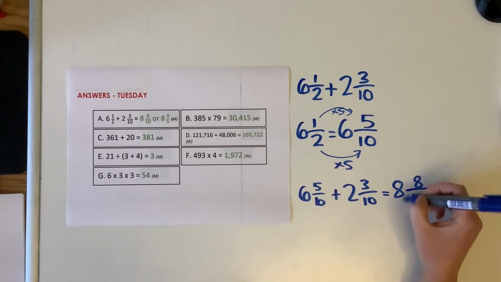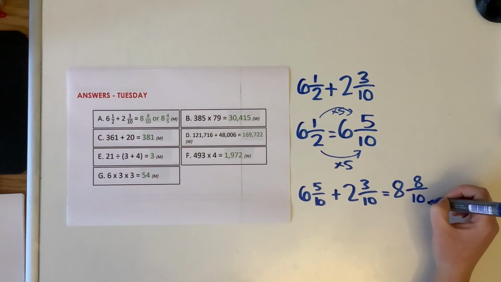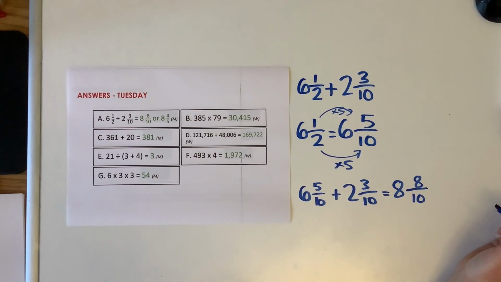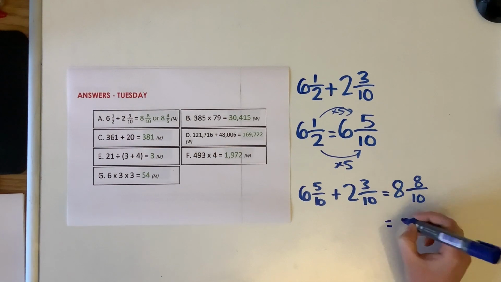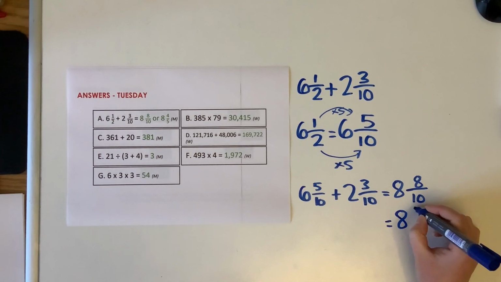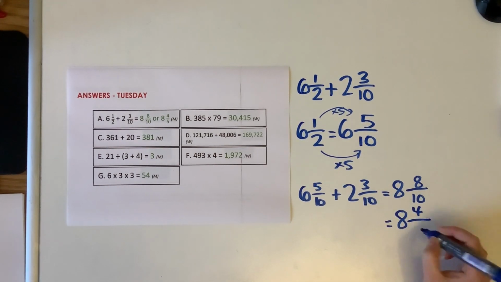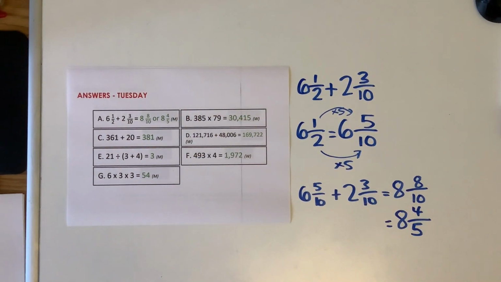But also thinking, can I simplify that fraction? Yes I can, because I can divide them both by 2. 8 divided by 2 is 4. 10 divided by 2 is 5. That gives me 8 4/5, which was my other possible answer. Now please continue marking your other answers. Well done.